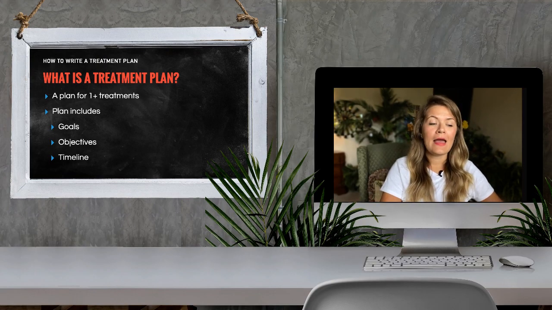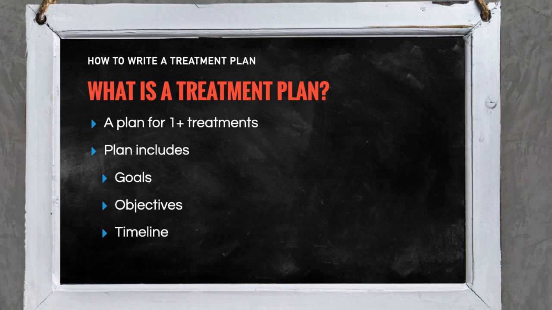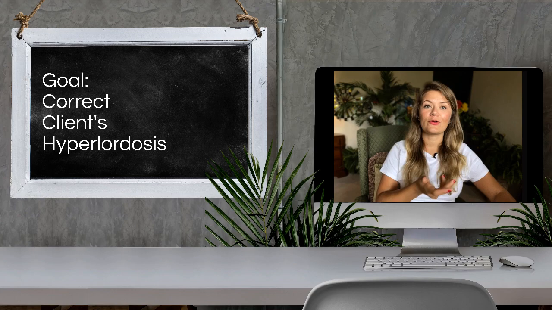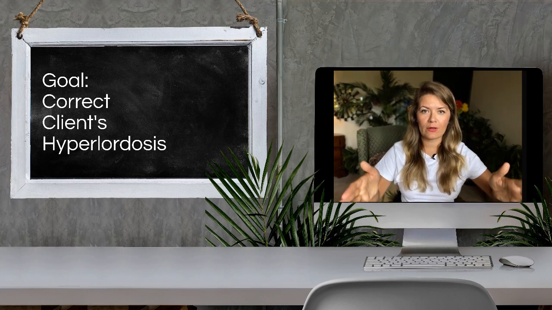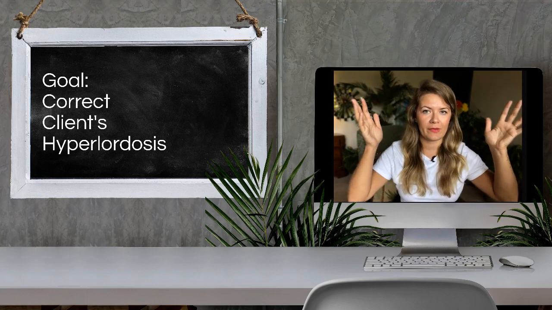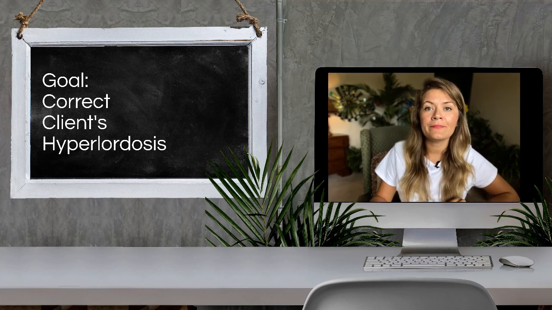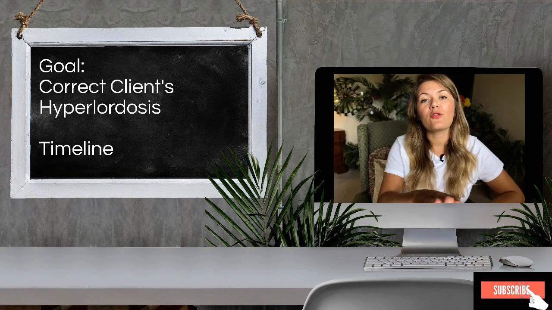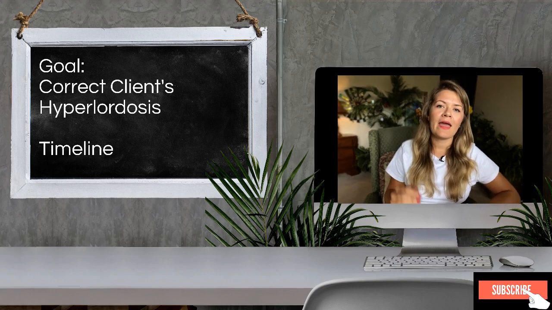Okay, so a treatment plan is a plan for one or more treatments and includes goals, objectives, and a timeline. We've talked about this. So let's say the goal is to correct a client's hyperlordosis. That's a great treatment goal. That's the start of your treatment plan. And the timeline would be, for example, let's say you think you could correct it in 2 months. These are arbitrary numbers. You may say to your client, so your treatment plan may include 2 treatments a week for 8 weeks over the course of 2 months.